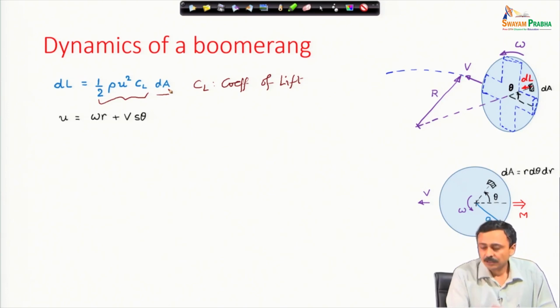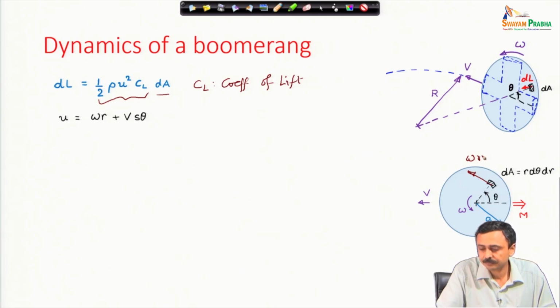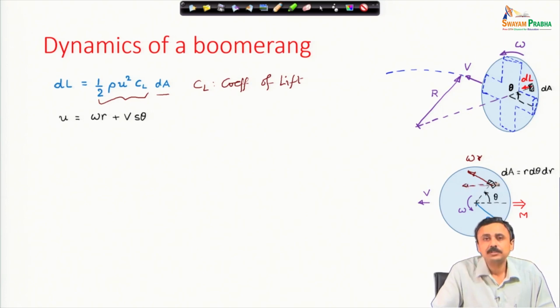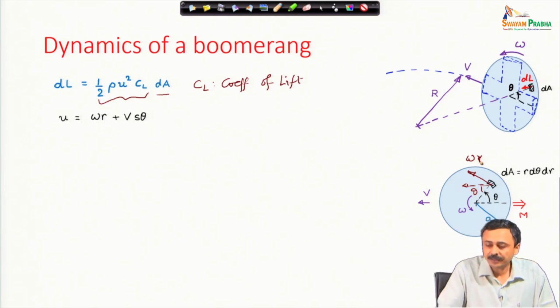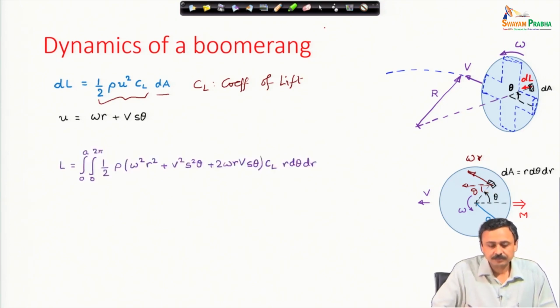What is the velocity? Velocity of this element is generated because of two things. One is because of the spin, which is omega r, and a component of the translational velocity v, capital V. And what is that component? This angle is theta, so it is the sin theta component. That is the velocity of this element, because of which we are getting the lift.